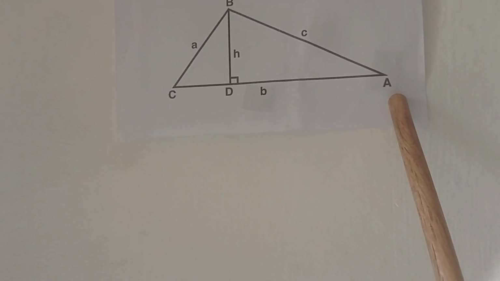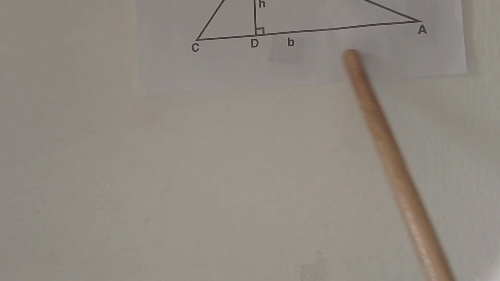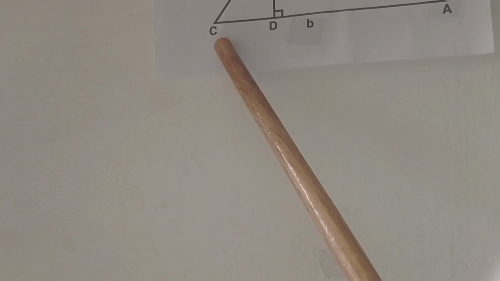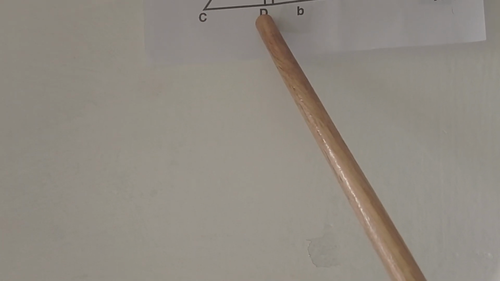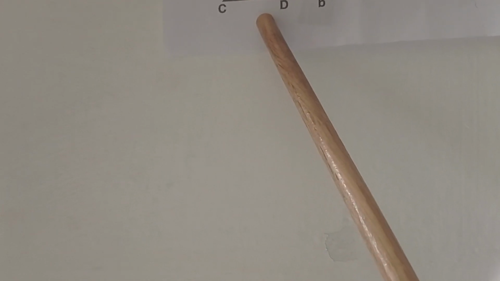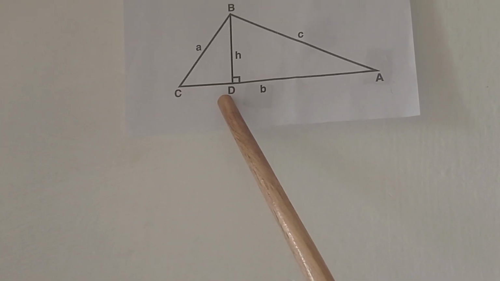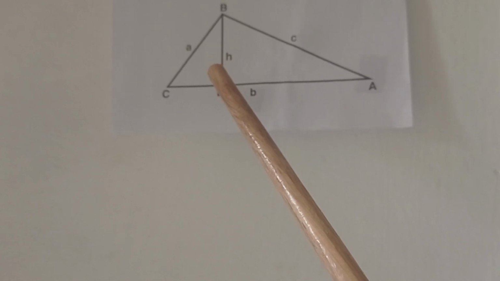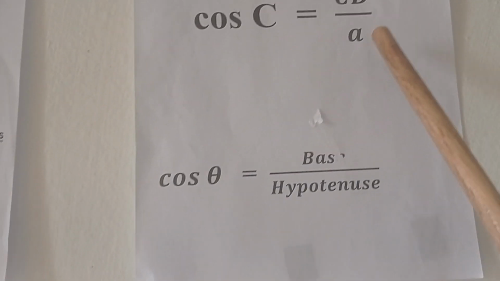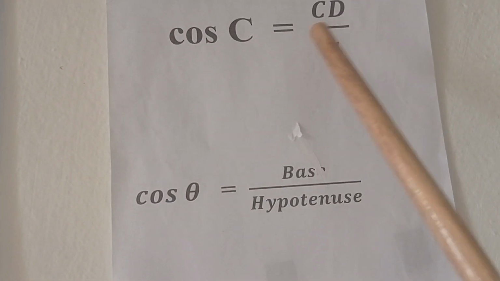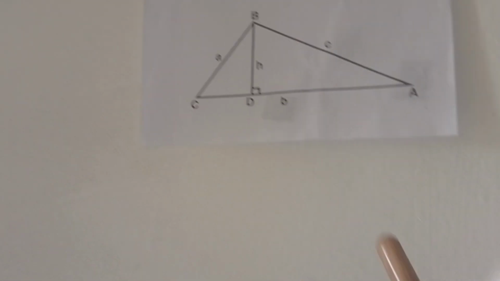Again, DA equals B minus A cosine of C, and A cosine of C is CD. Cosine of C means CD divided by A.